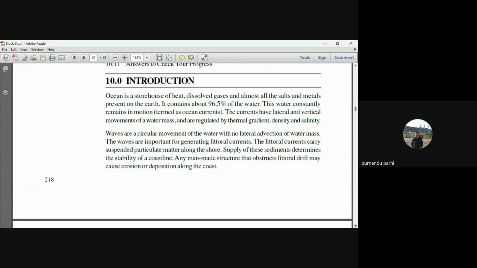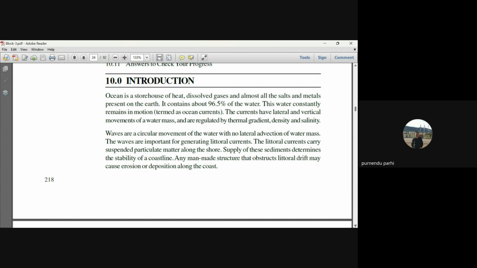The ocean is a storehouse of heat, dissolved gases, and almost all the salt and metal present on the earth. It contains about 96% of the seawater. The water constantly remains in motion. The currents have a lateral and vertical movement of water mass and are regulated by thermal gradient, density, and salinity. Waves are a circular movement of water with no lateral advection of water mass.